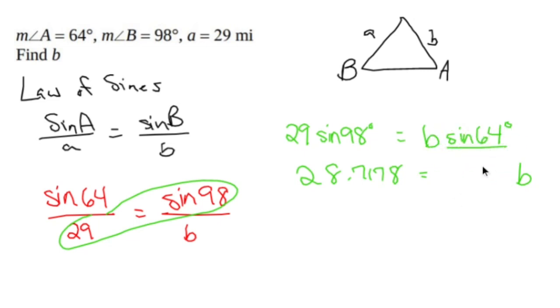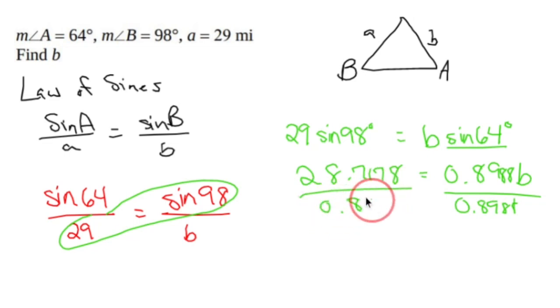Sine of 64 degrees is 0.8988. In order to get b all by itself, I divide both sides by 0.8988, divide both sides by 0.8988, cross you out, and b ends up being 31.9513 miles.